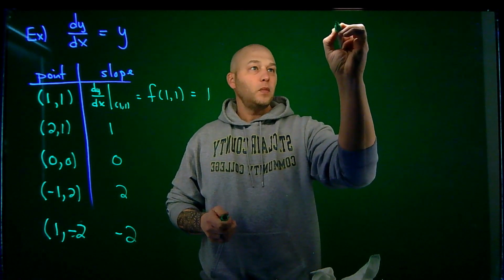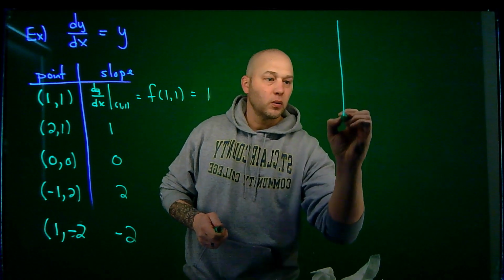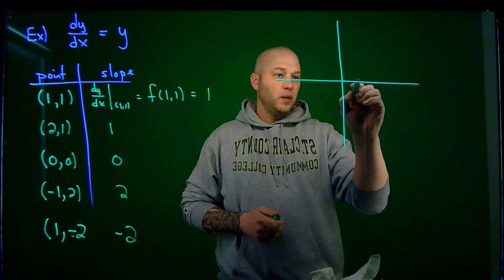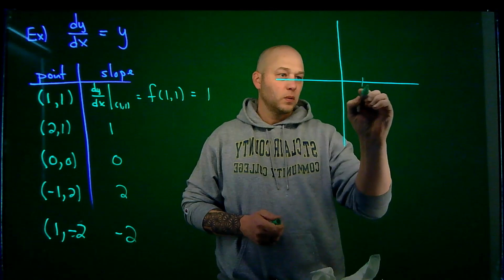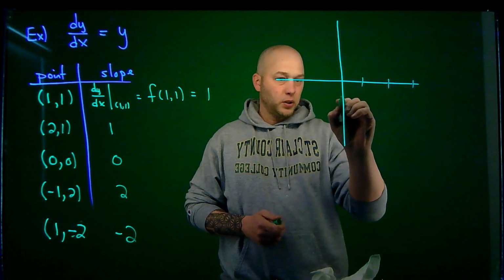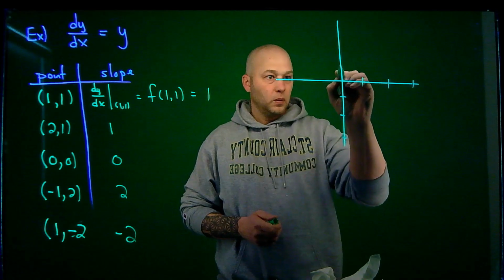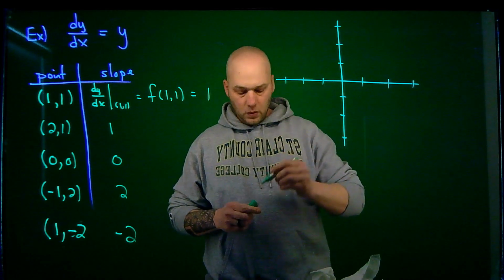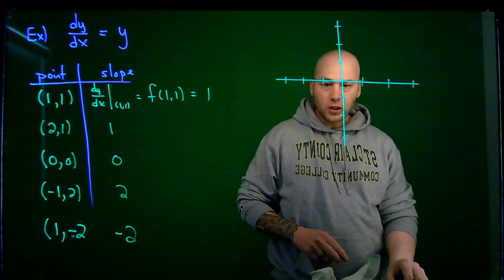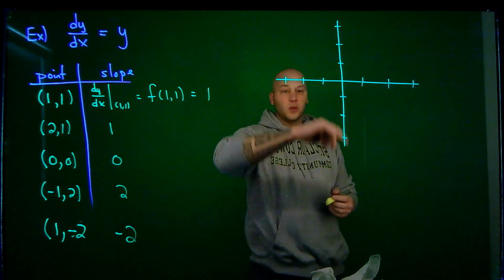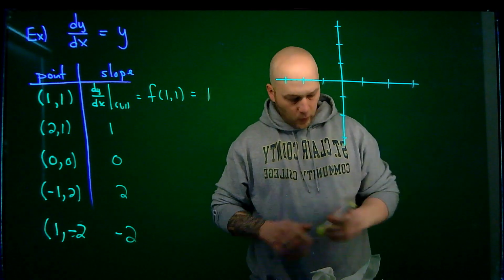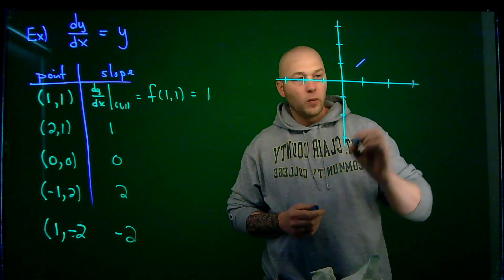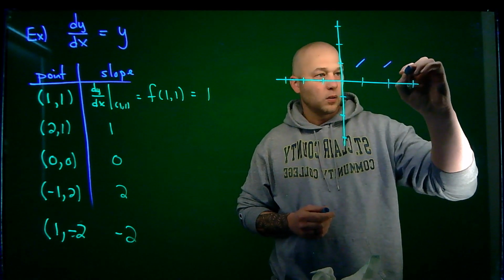Let's see if this marker works. Yeah, that one works okay. All right, let's go 3 tick marks in each direction. Now remember that whenever the y value is 1, the slope is 1. That means I'm going to have a tangent line with that slope of 1, and slope of 1, slope of 1.